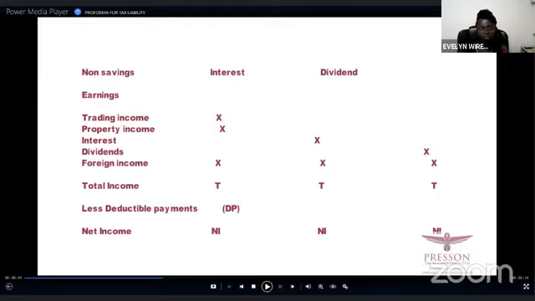So deductible payments are deducted from non-savings income first. If there is not enough non-savings income, then such payments can be deducted from interest and then from dividend as appropriate. I am going to share. Let's see what we have on the screen, and I'll be sharing an example with you very soon. So let's see.